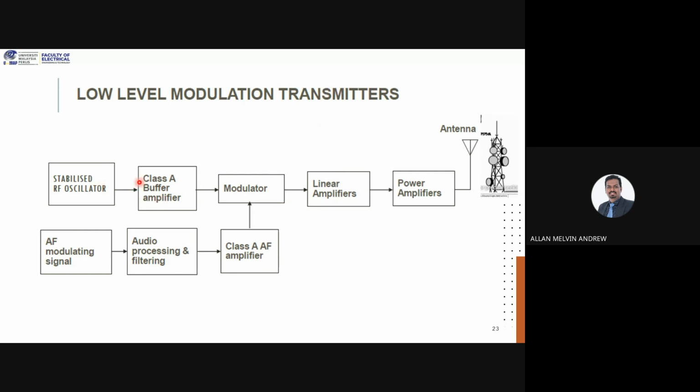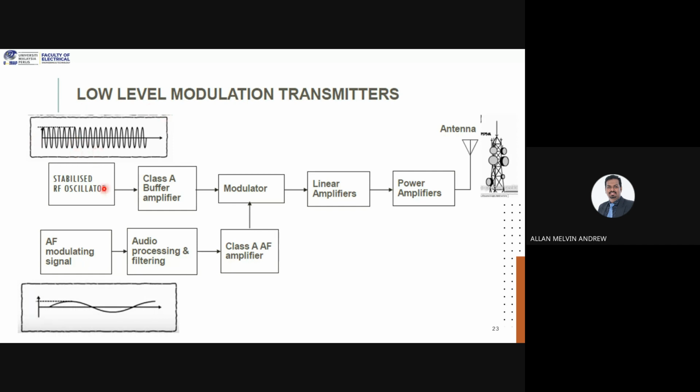We consider this a basic modulation transmitter. From your antenna, the signal will be transmitted to the receiving antenna. This is the simple block diagram that you need to understand. We have some pictures on top. This is the carrier signal, generated by the oscillator, and this is your message signal, which is like a sine wave, and this is the modulated signal.